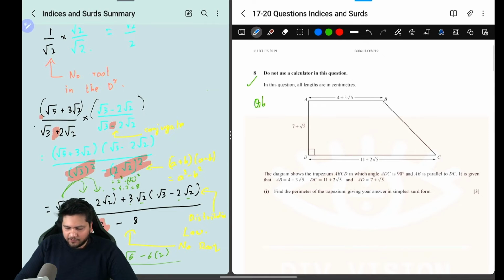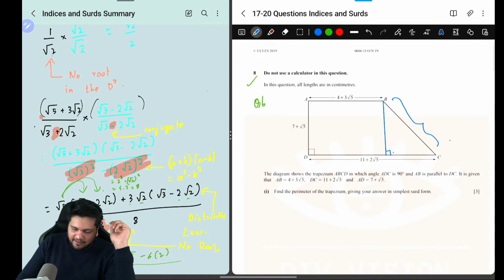And here, they are asking you to find, obviously it's a trapezium, they have given ABCD in which angle ADC is 90 degrees, AB is parallel to DC. It is given that AB is equal to these values they have given. And they are asking you to find the perimeter of the trapezium. For that we require BC. So we should know a little bit of geometrical properties of trapezium, and then we can figure it out easily. We need to find this BC. So I'll draw one perpendicular from here to here.